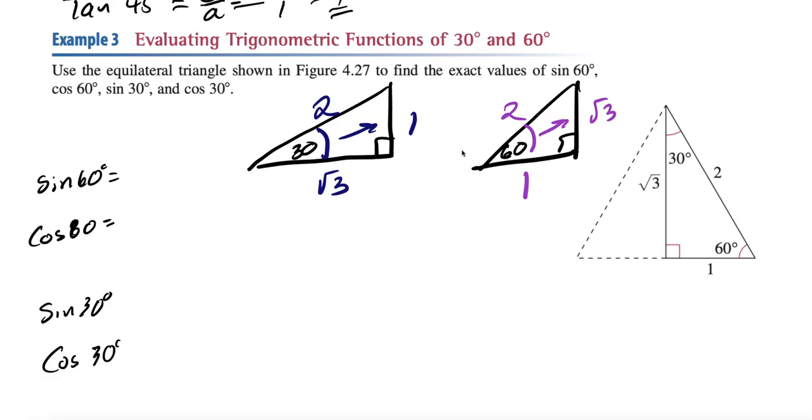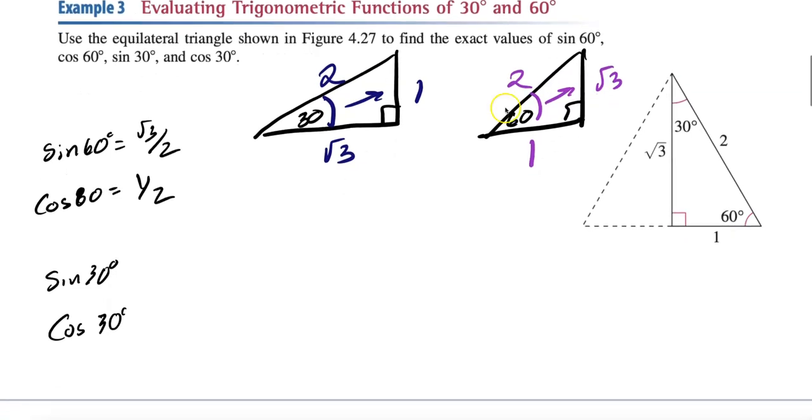So sine of 60, right? Sine of 60 is right here. Here's my angle. So sine would be opposite over hypotenuse, rad 3 over 2. Cosine of 60, again, this triangle. Cosine, SOHCAHTOA, adjacent over hypotenuse, 1/2.